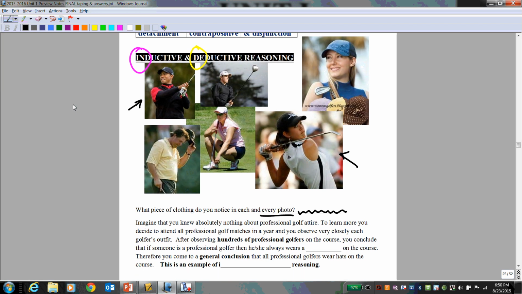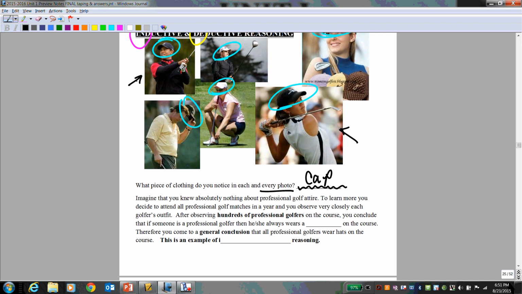You should have noticed in each and every photo, they are wearing a cap of sorts. Every single one of them, slightly different styles, but they're all wearing a cap. If you said hat, that's fine, it's no big deal, but cap, head covering, something to keep the sun off their eyes.